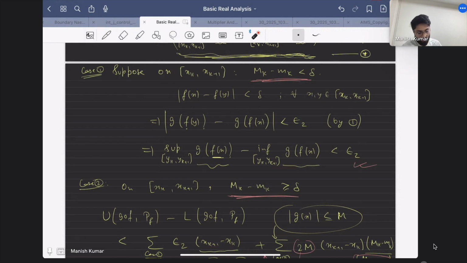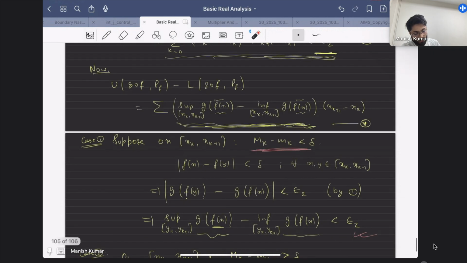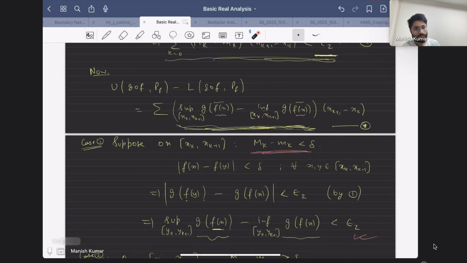Sir, then we are dealing with this G composed f, sir. Yes, sir, G composite f. So, sir, why can we not use this uniform continuity directly here, sir? Why do we need Riemann integrability of f, sir? Are you saying that what I wrote earlier, we can use directly here?